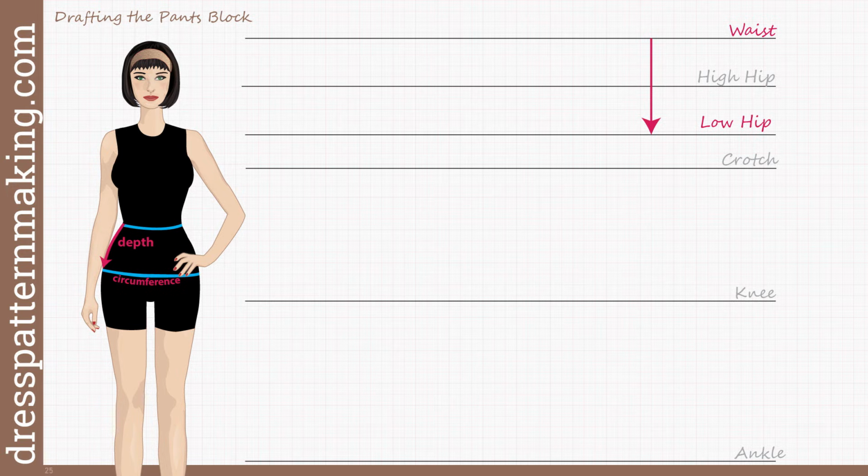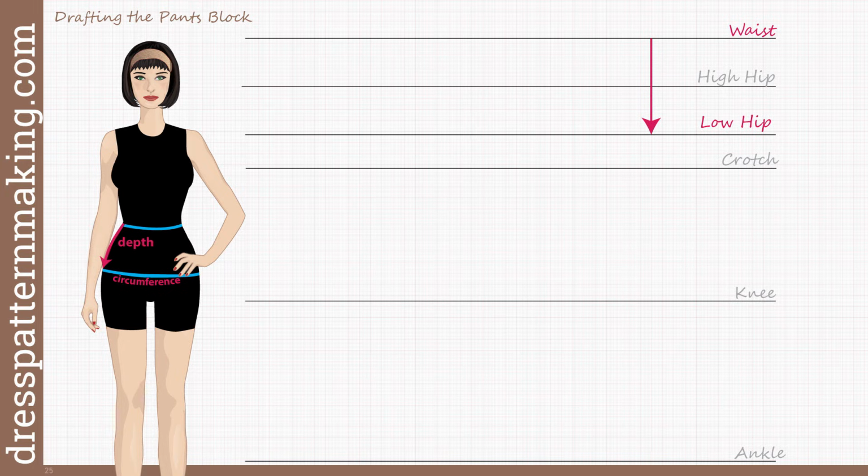Now there are a couple of exceptions. If the widest part of your body is at your high hip, or if the widest part of your body is at your crotch level, I don't want you to use that depth or that measurement as your low hip measurement. Now I'll give you the reason so it makes sense.